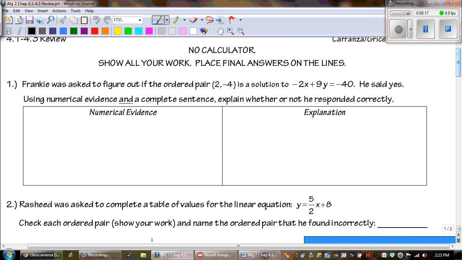So looking at number 1, it says Frankie was asked to figure out if the ordered pair 2, -4 is a solution to -2x plus 9y equals -40. He said yes. Okay, so using numerical evidence and a complete sentence, explain whether or not he responded correctly. So what that means is he's saying that this is a solution to that problem. So what we have to do is we have to check.